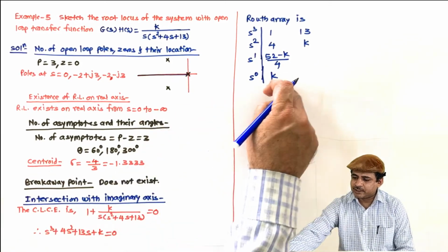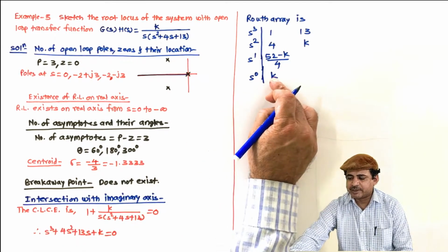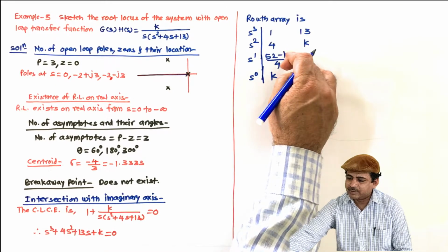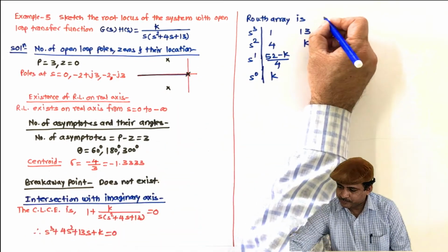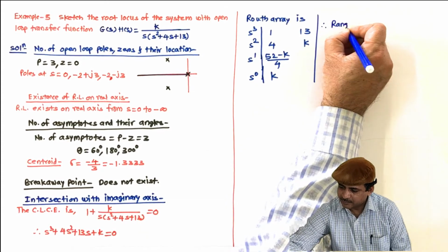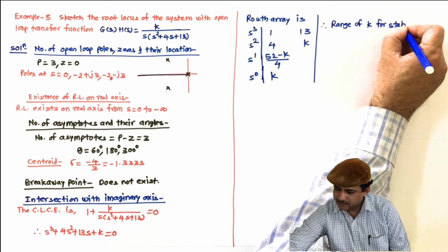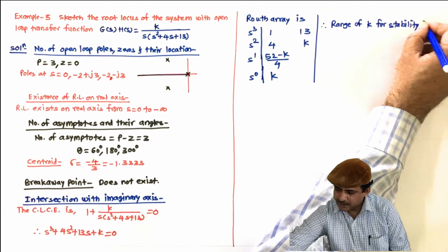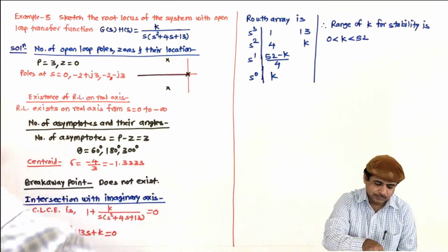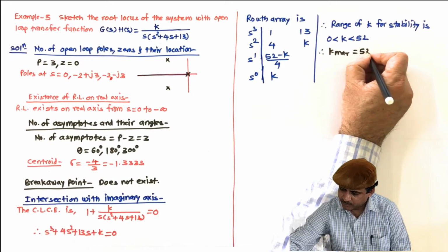So for the system to be stable, every element in the first column of Routh array should be positive. So k must be greater than 0 from this, and from this the numerator shall be greater than 0. So k must be less than 52. So range of k for stability is 0 to 52. So k marginal is equal to 52.